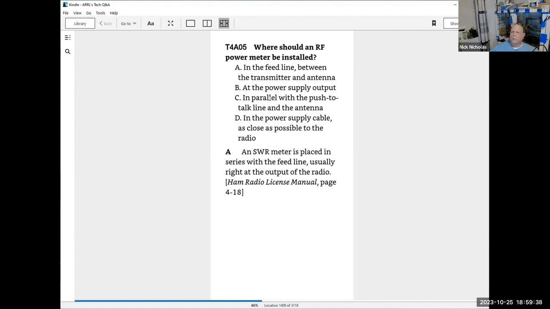During the break, I'll grab one and bring one up from my station in the basement. One that's 2 meters, and one 2 meters, 220 megahertz and 440.